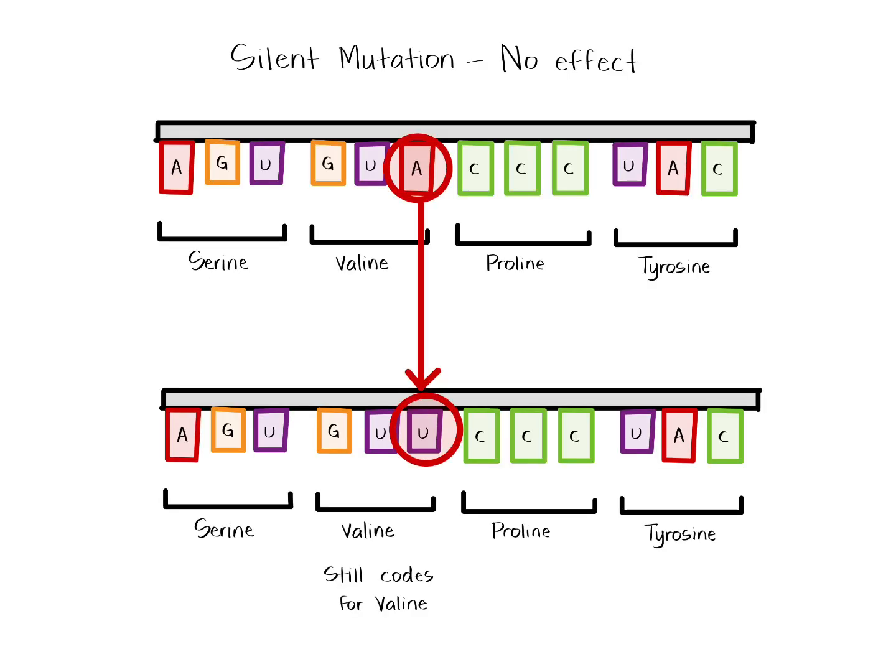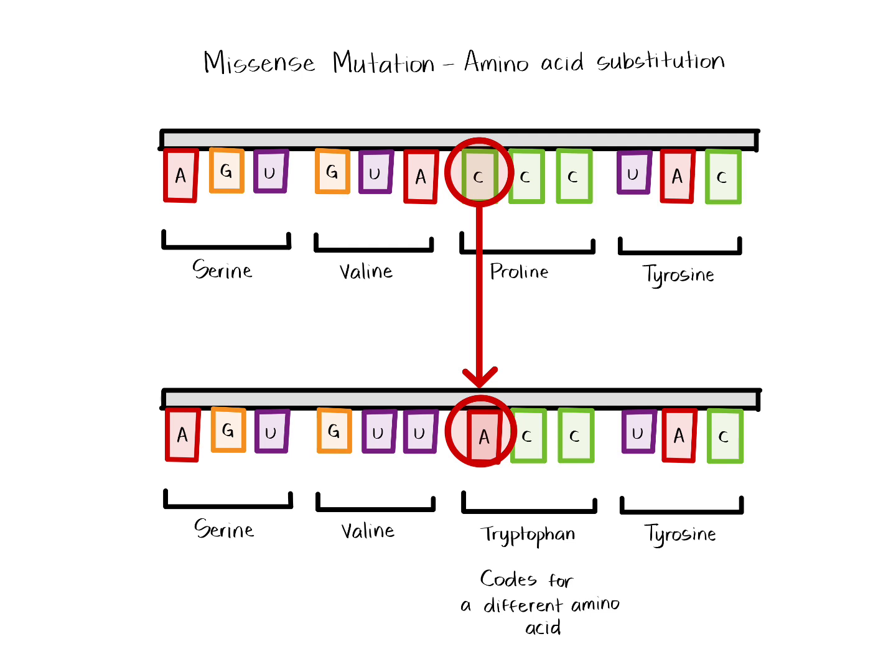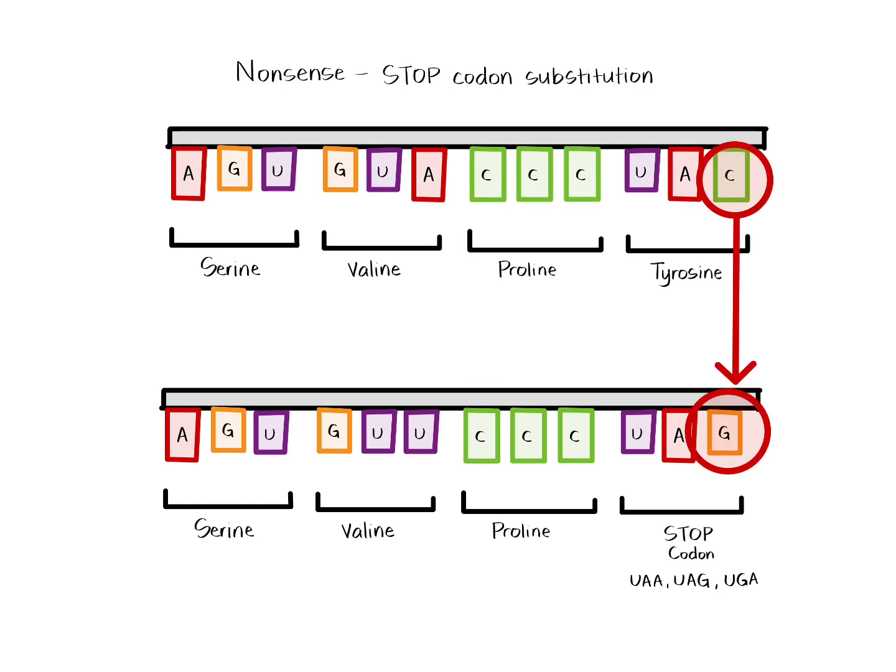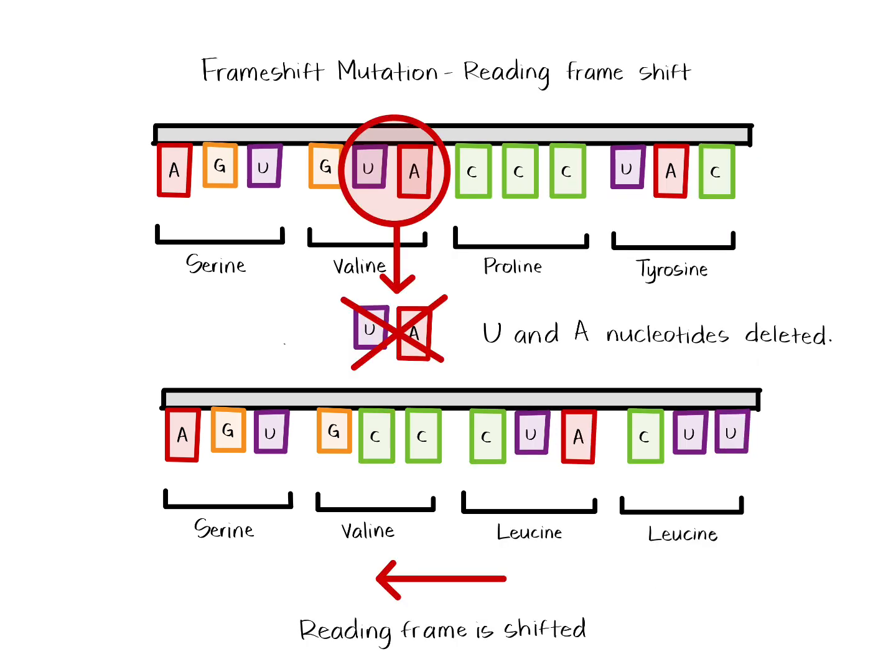These include silent mutations, where the base change does not affect the encoded amino acid and has no impact on the protein. Missense mutations occur when the base change leads to a different amino acid, potentially altering the protein's function. And nonsense mutations create a stop codon, prematurely halting protein synthesis. Frameshift mutations occur when nucleotides are inserted or deleted, shifting the reading frame and altering codon grouping.